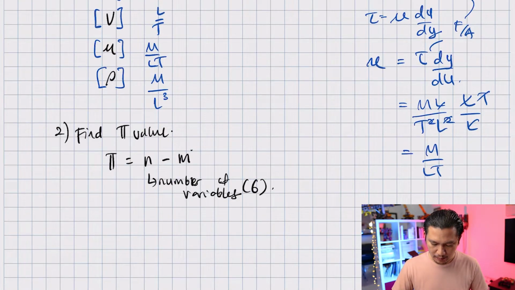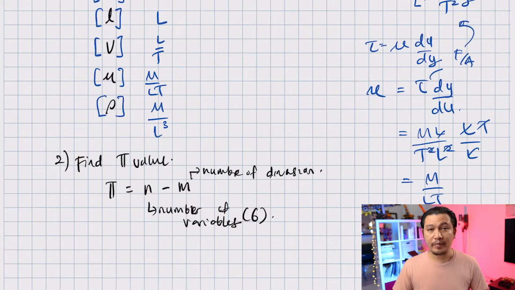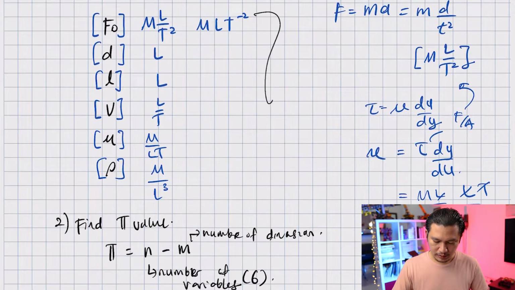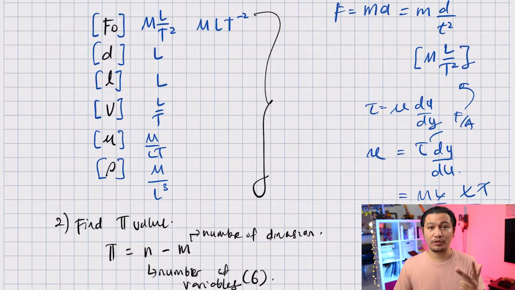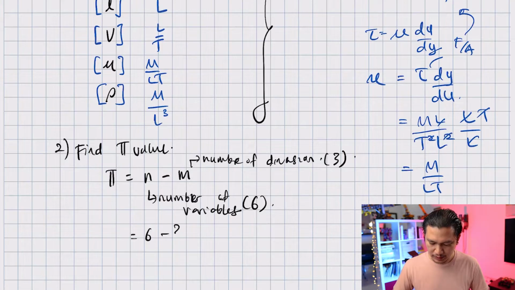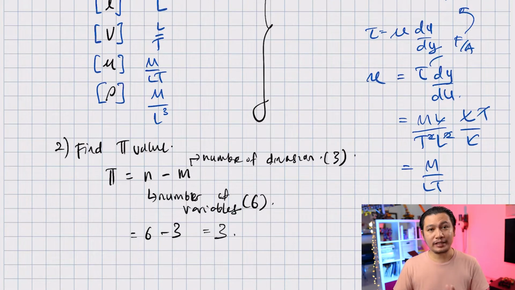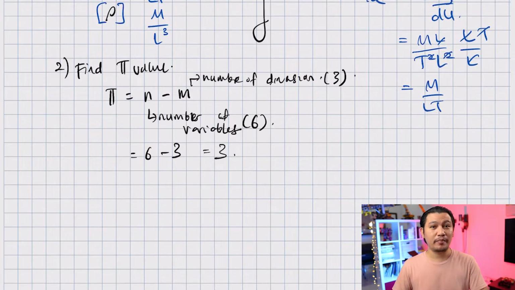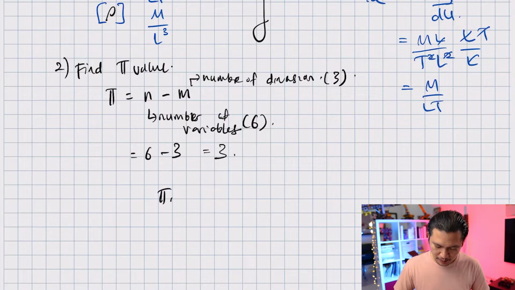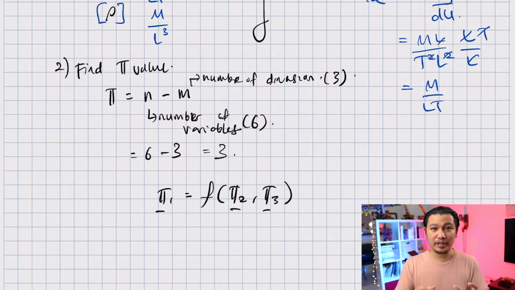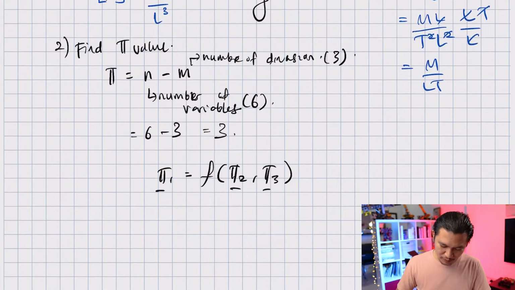And what about m? M is the number of dimensions that we have for all these variables, which is either m, l, or t. So your m value is 3. Okay, I'm going to put this here, 3. So pi is 6 minus 3, and therefore the answer is 3. And what does this pi equal to 3 mean? Pi equal to 3 means that in the end, when you have these dimensionless parameters, you have pi 1 equal to a function of pi 2 and pi 3. And each pi contains the variables that, when you combine them together, produce the dimensionless parameter. Okay, don't worry too much yet, but let's now move on to step number 3.